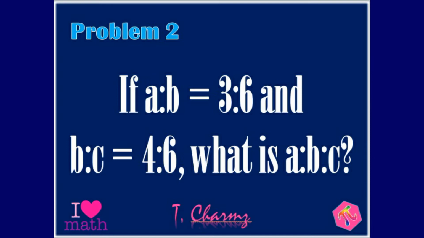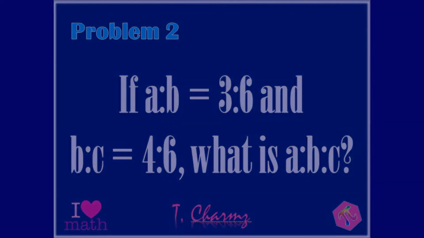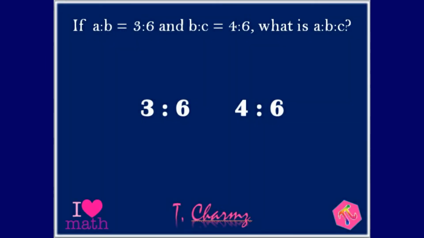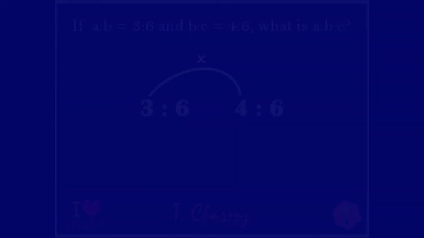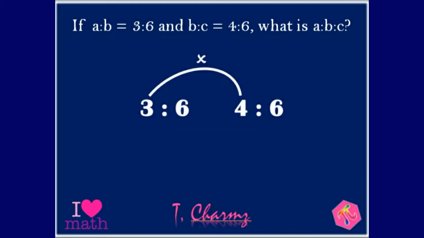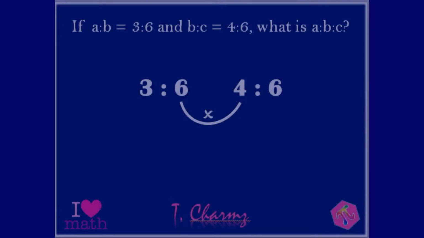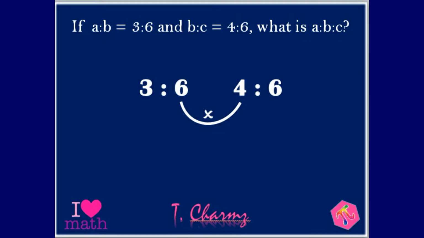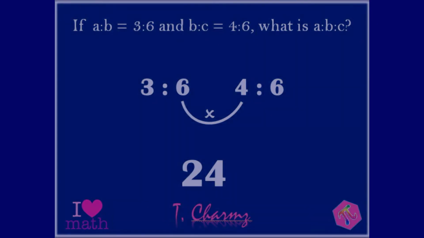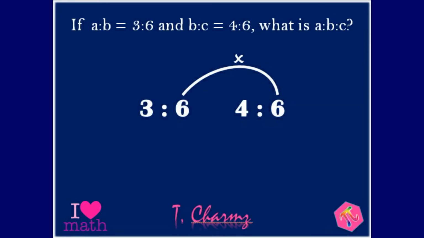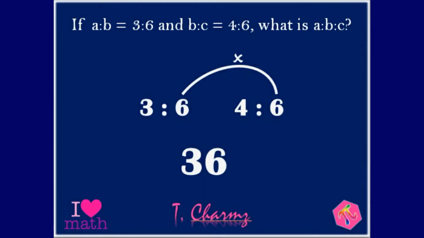Problem number 2. If A is to B is equal to 3 is to 6 and B is to C is equal to 4 is to 6, what is A is to B is to C? Again, write them in horizontal form. 3 is to 6, then the other one is 4 is to 6. Let us now multiply. 3 times 4 is equal to 12. 6 times 4 is equal to 24. Then 6 times 6 is equal to 36.